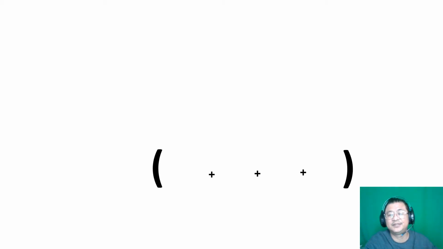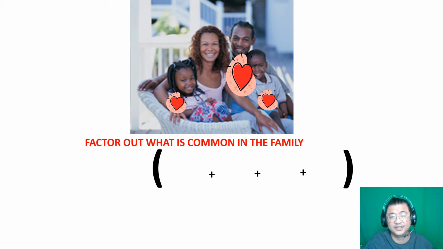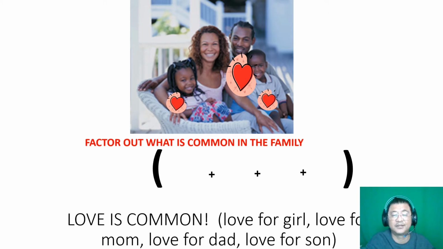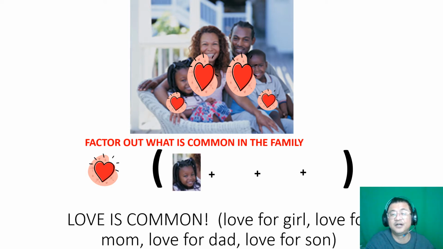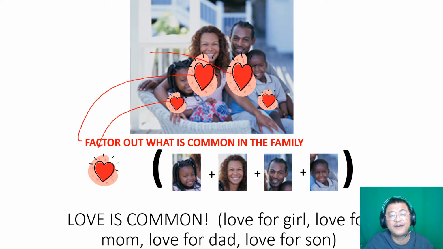So let's start with this. Okay, so in a family there is love. For whatever that family is, let's say there is love. We factor out what is common, just like the example a while ago. What is common is the love from each other, right? And then, of course, love was distributed to the young girl, to the mom, to the dad, and to the little boy. So that common thing was again factored out. Love is common.